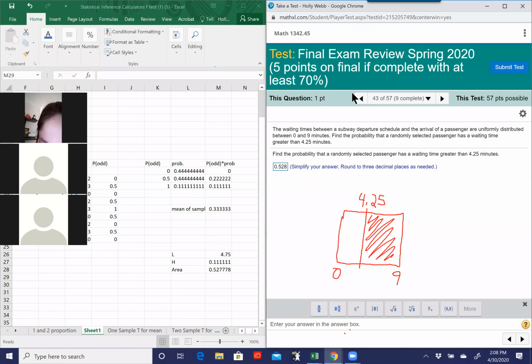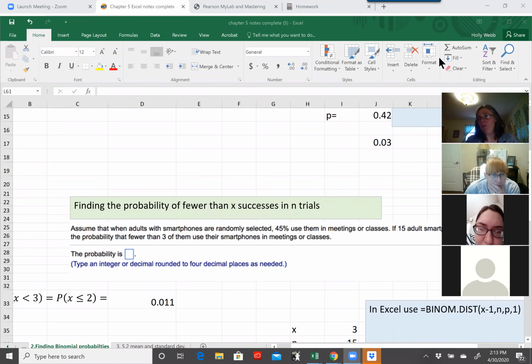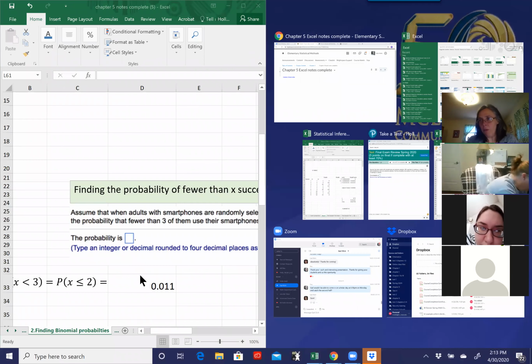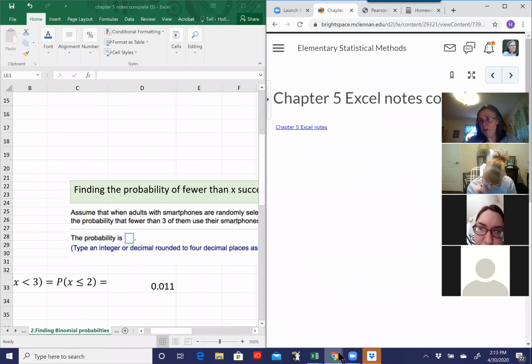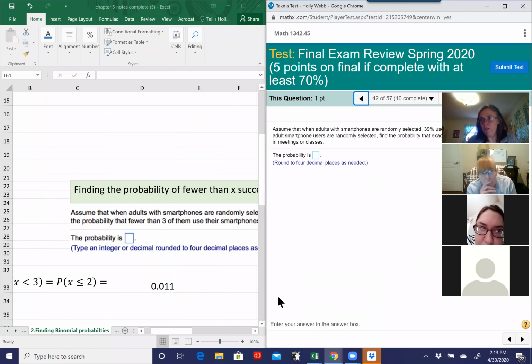Okay, that's actually also in chapter 6. It's like the beginning of 6. And there's a chapter 5 problem, 5.2 binomial distribution problems. So I wanted to remind you guys of the chapter 5 notes.